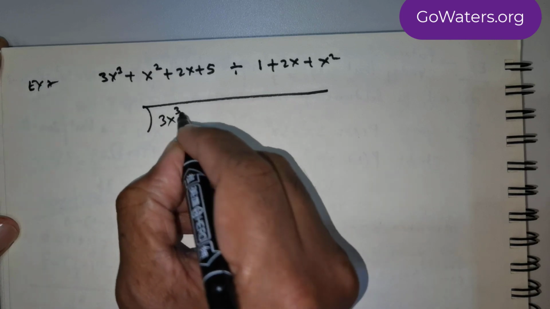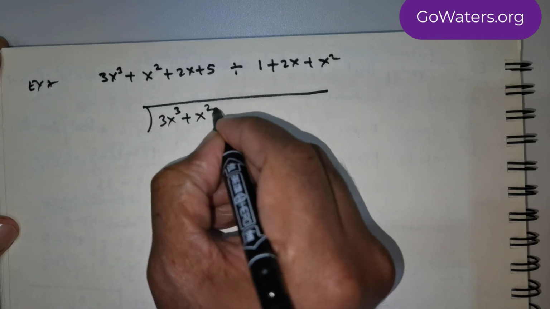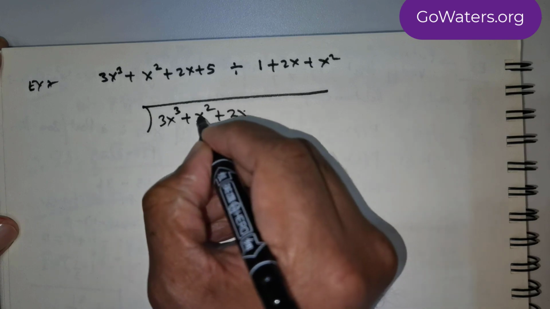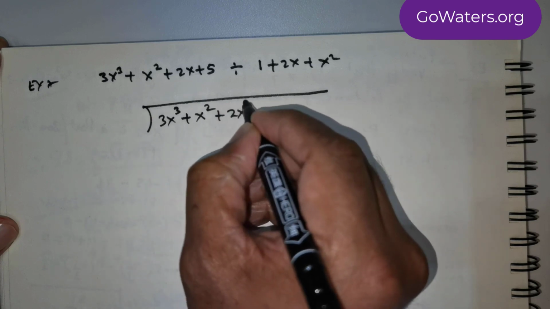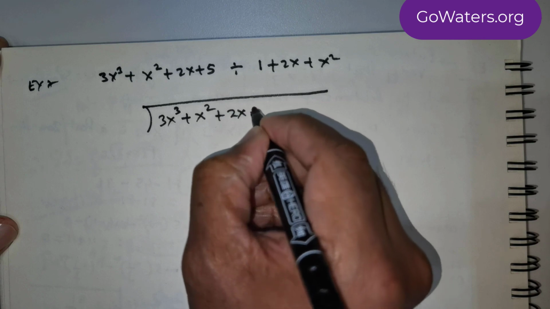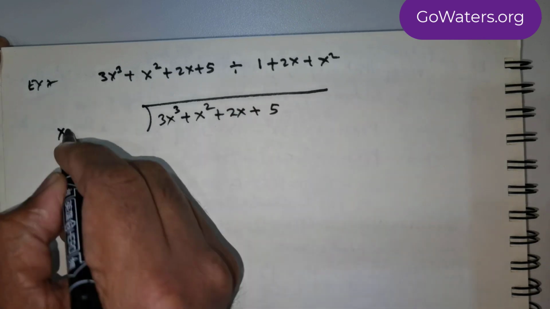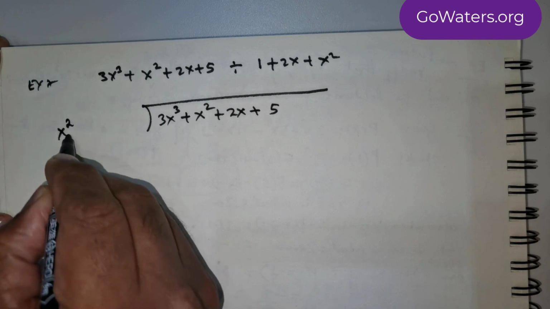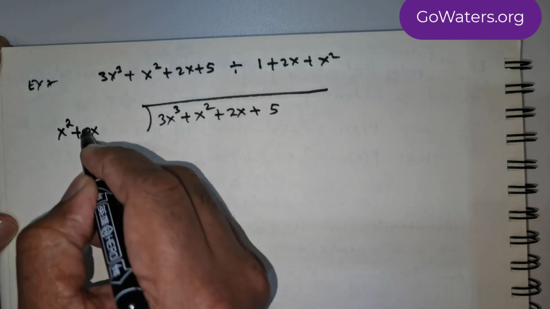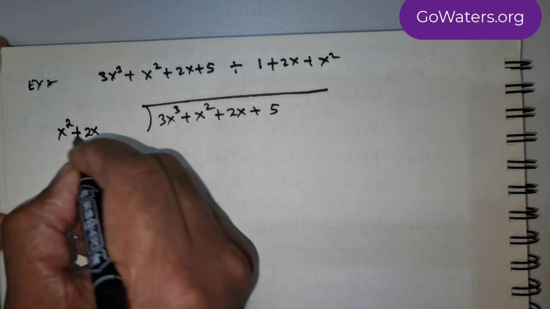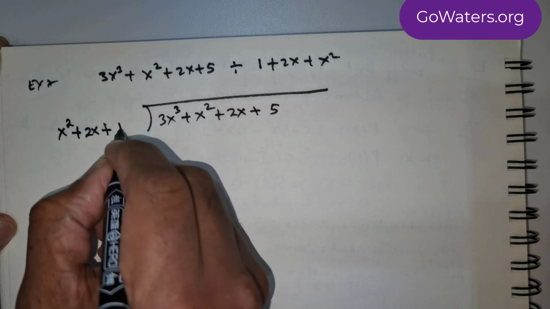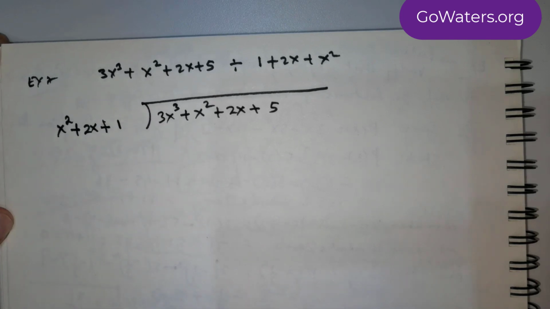I start with the higher power 3x cubed, followed by the next power x squared, followed by the next power, which is degree 1, and finally the constant. Highest comes first, followed by the next term, which is 1 less than the previous term, and subsequently you have to end with the constant term. So this is how you need to write.